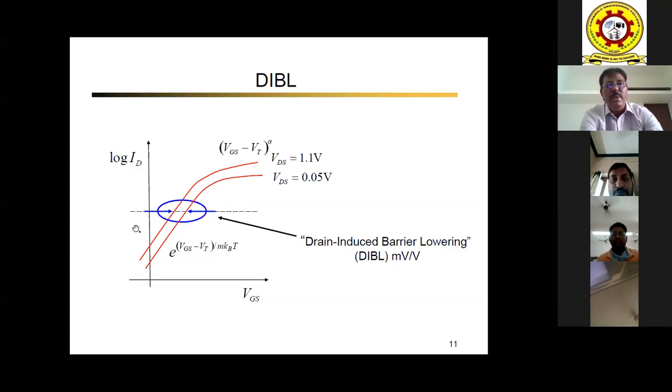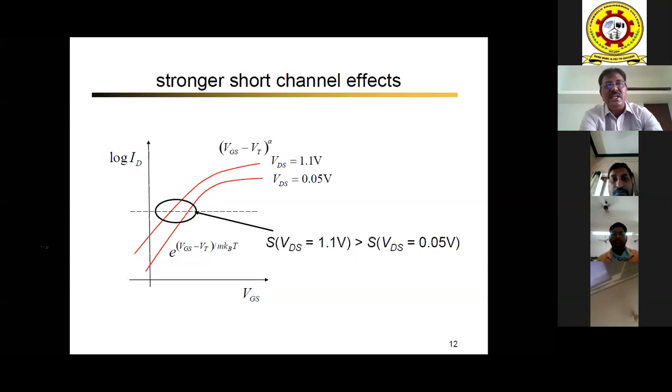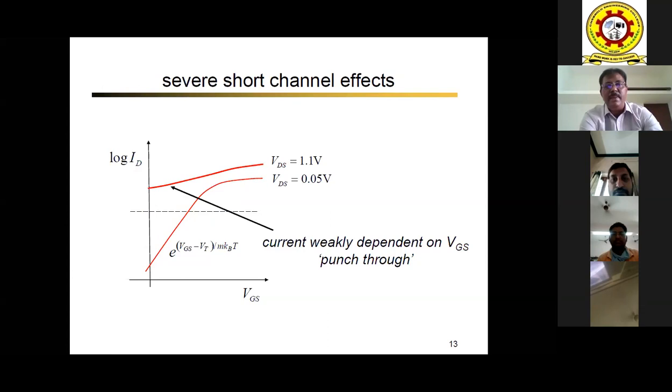They don't stay linear at some stage. This is where your short channel effects become stronger, and it doesn't follow any linear relationship. And this is even more severe, right? So like that. And this may be the reason for punch through.